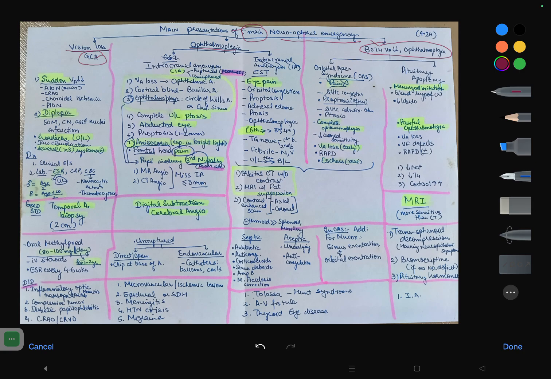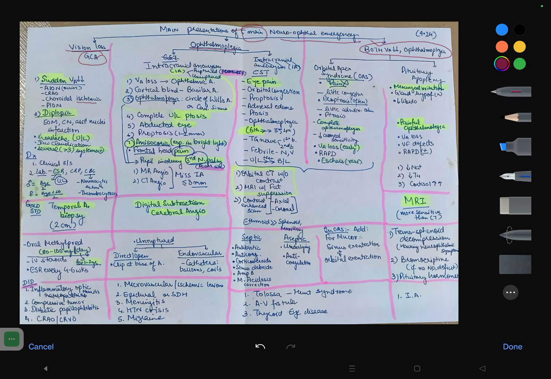When there is decrease in both vision and there is ophthalmoplegia also, we have to think about orbital apex syndrome or the pituitary apoplexy. In giant cell arteritis, when there is just a vision loss, if there is a sudden decrease in vision, what all can be the DDs? It can be AION, it can be CRAO, it can be choroidal ischemia, it can be posterior ischemic optic neuropathy.